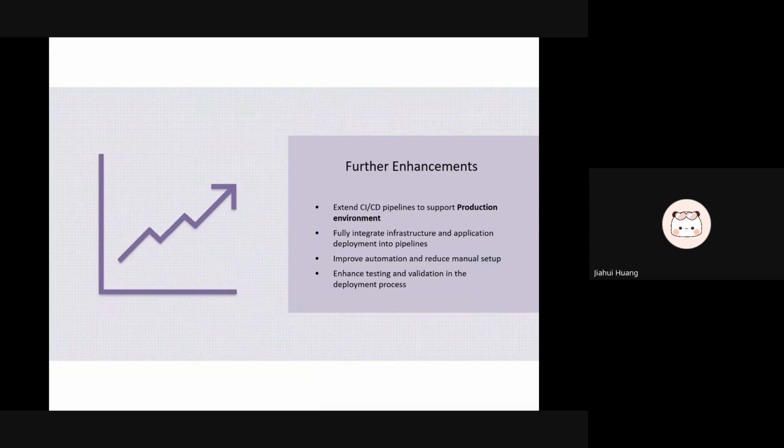Finally, I'll briefly highlight some production readiness improvements. We plan to extend our CI/CD pipelines to support the production environment. Currently, the pipeline is primarily implemented for the dev environment. We also aim to fully integrate both infrastructure and application deployment into the pipeline to improve automation and reduce manual intervention. In addition, we will enhance testing and validation to make the deployment process more reliable.